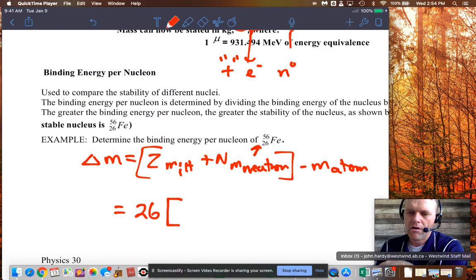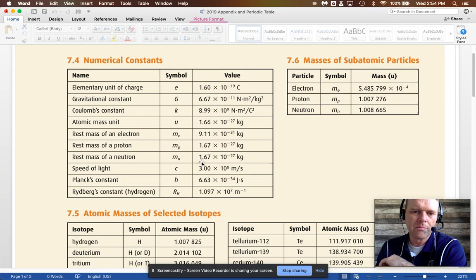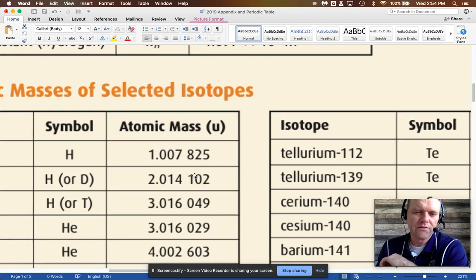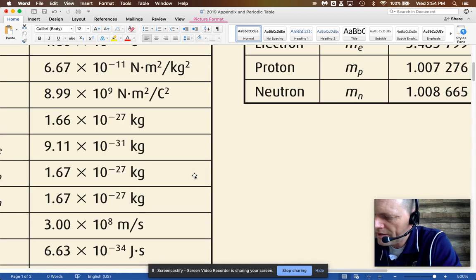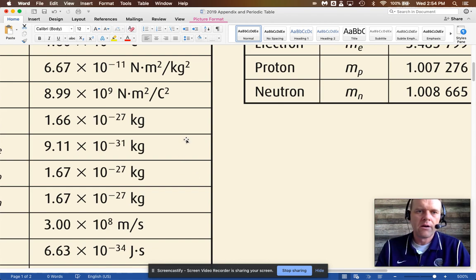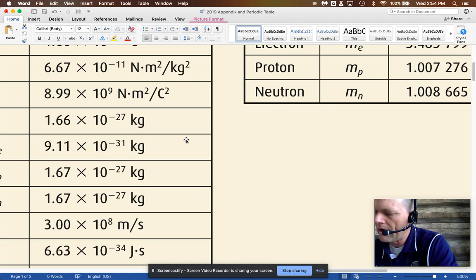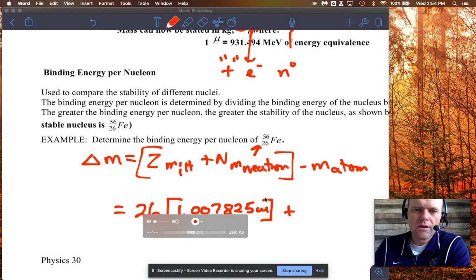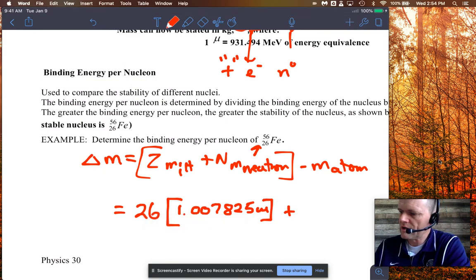Now, you would have this sheet here. Hydrogen, I'm pulling it up. Hydrogen is this number right here, 1.007825 in atomic mass units. So 1.007825 u, and I'm adding that as we talk here. Now, I guess we should come back so you can see this. Sorry, I guess I should move this up just a bit.